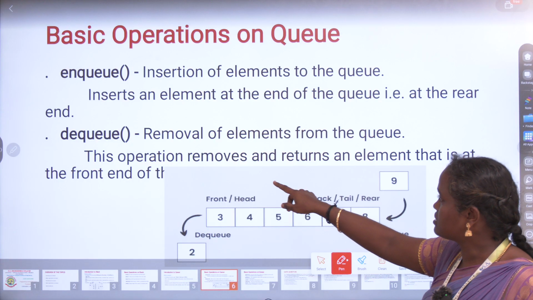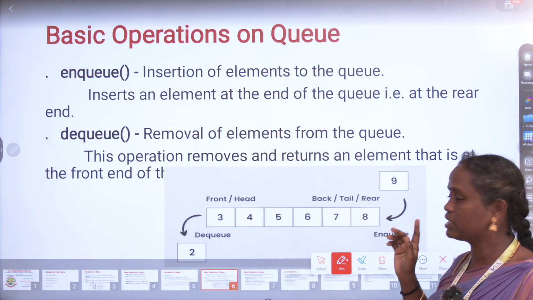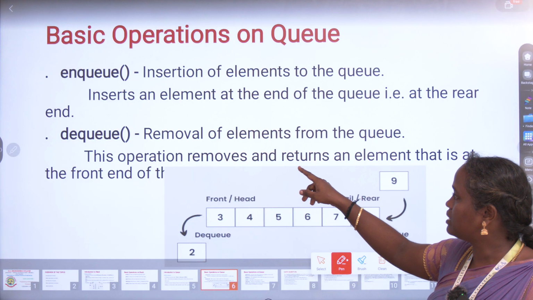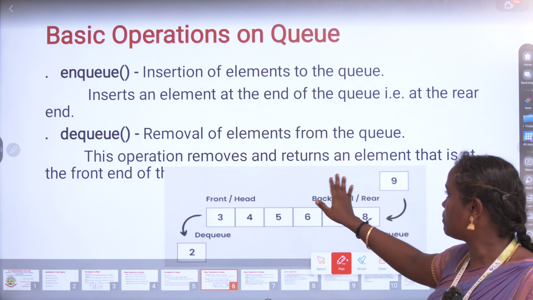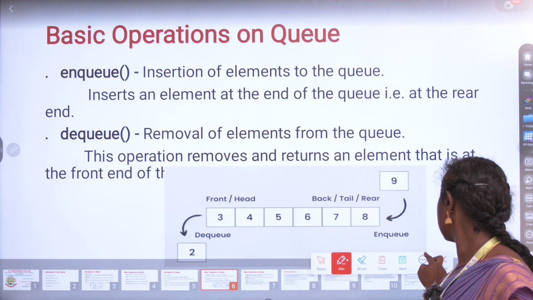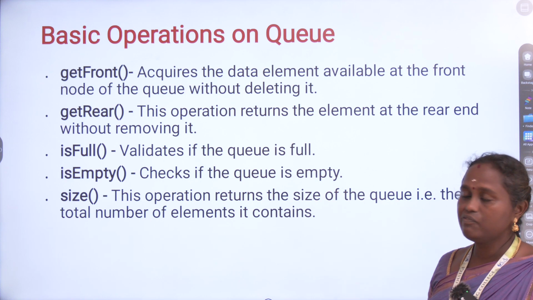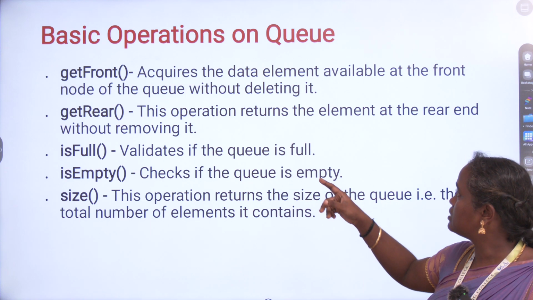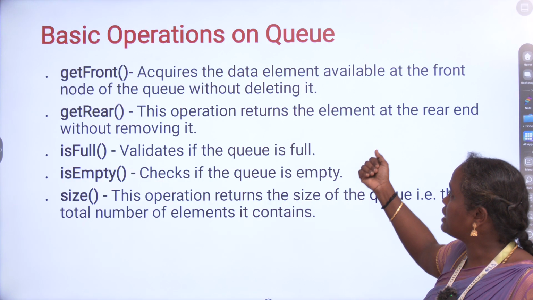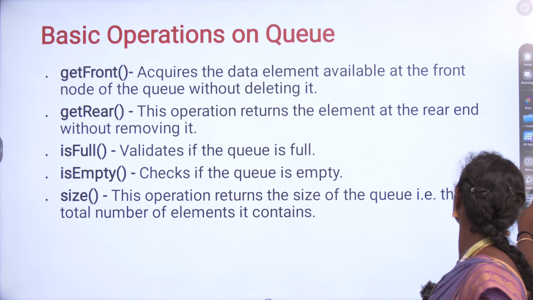Okay, so what about this DQ? Here the DQ means removal of elements from the queue. Here the deletion of a queue can happen only at the front end. Okay, so next, get front. What is the use of get front? It is used to retrieve the front node.